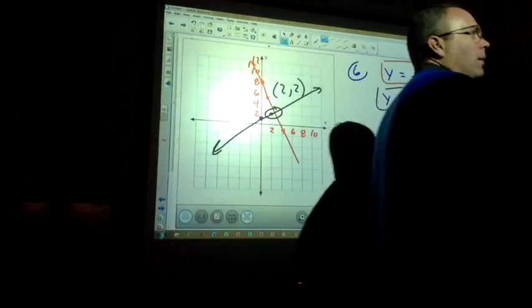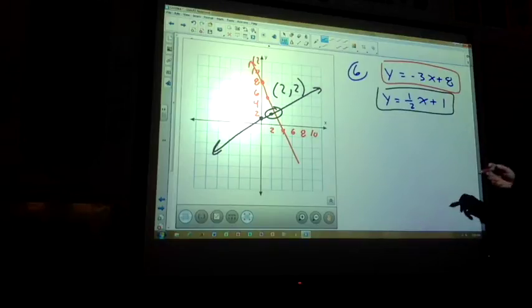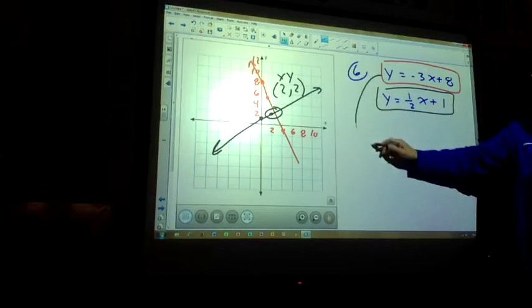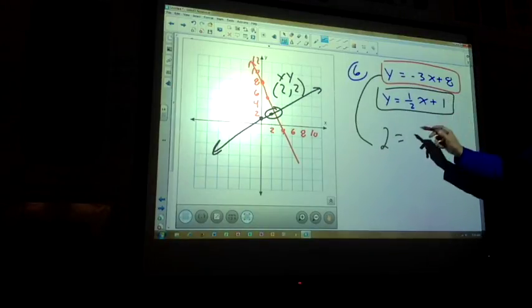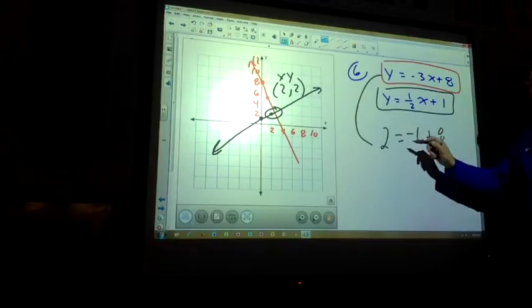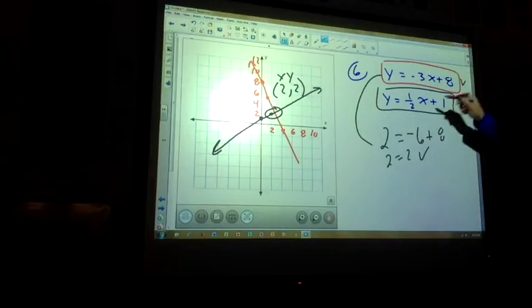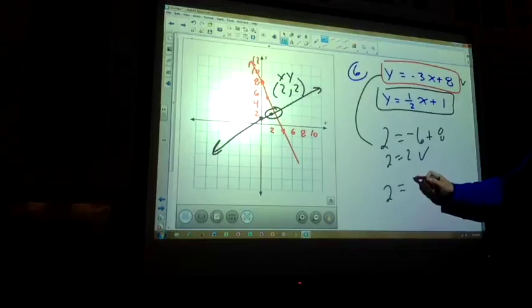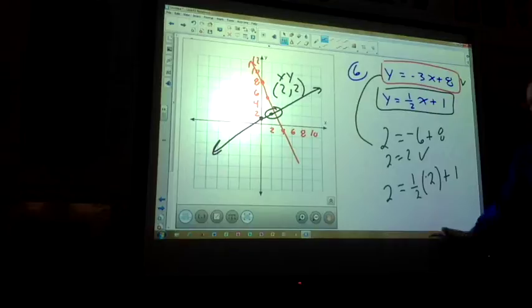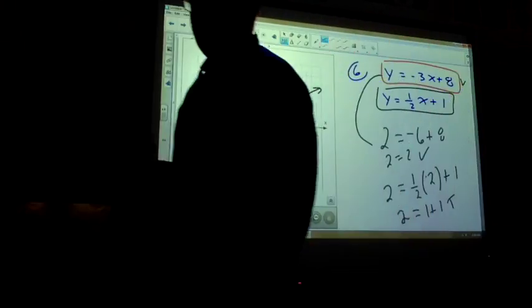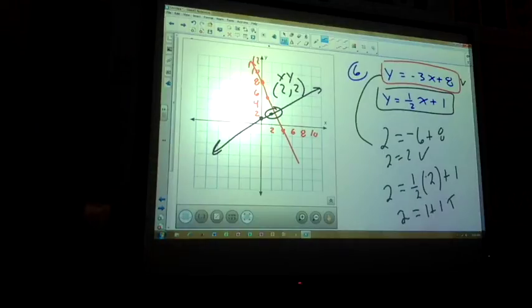How can I verify if 2, 2 is exactly correct? Plug it in. So this is an x and a y value. It just has to be the exact same values for both. So I'll plug it in here first. 2 equals negative 3 times 2, which is negative 6, plus 8. Is negative 6 plus 8 2? Yes. So that works there. Plug it into the second one. I get 2 equals 1/2 times x, and my x value is also 2, plus 1. What's half of 2? 1. So 2 equals 1 plus 1. Is that true? Yeah. So did I graph this right? Yes. Perfect. Any other questions from that very front page, 1 through 7?